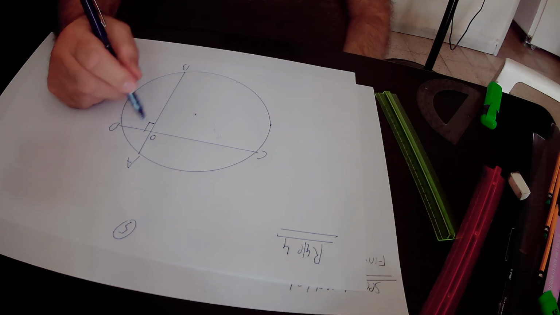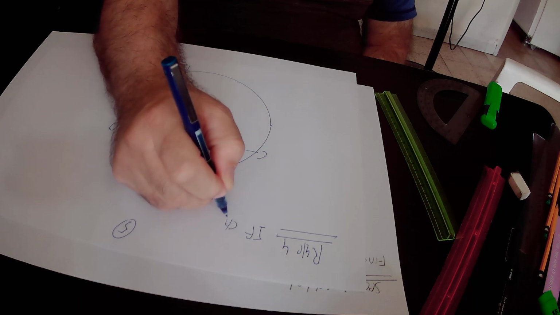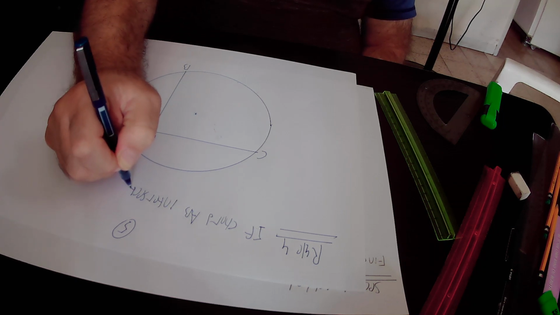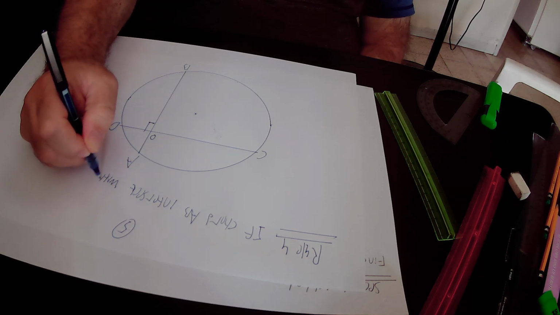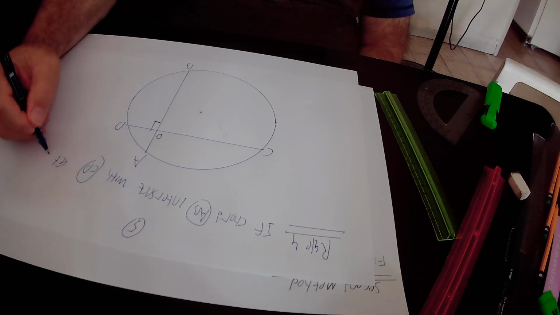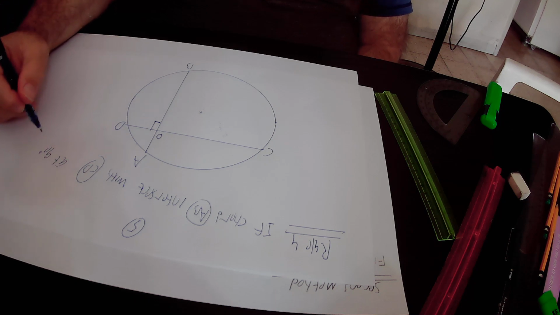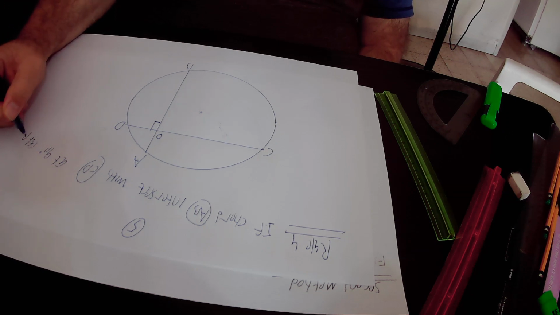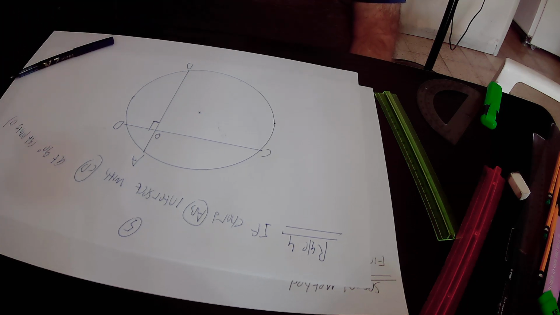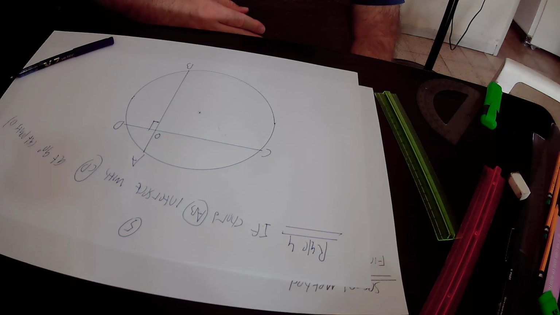So I write it down. If chord AB intersects with chord CD at 90 degrees, that is to say they are perpendicular to each other, and they intersect with each other at point O. So whenever we have two chords that are perpendicular to each other, or two chords that intersect with each other at 90 degrees, we can implement rule number 4.